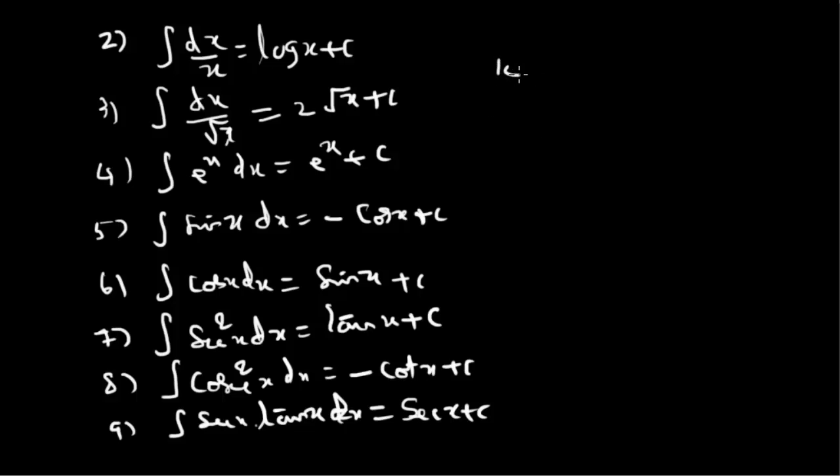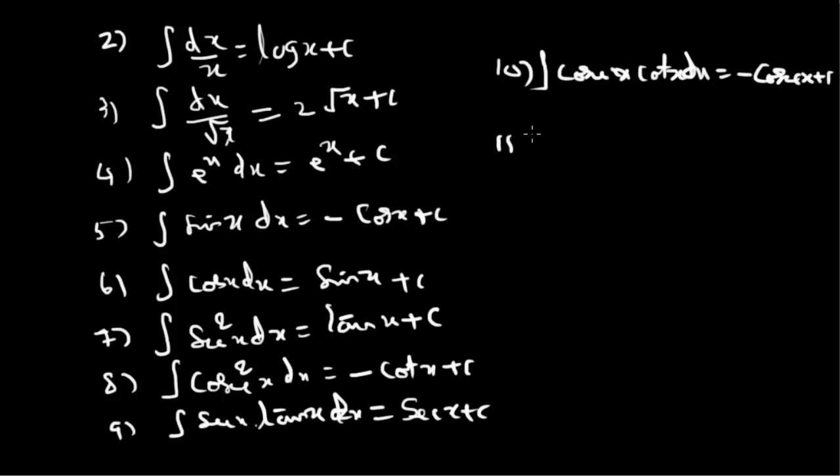And the formulas are here. By the side I am writing number 10. Integral cosecant x into cot x into dx. Differentiation of minus cosecant x is plus cosecant x cot x, because differentiation of cosecant x is minus cosecant x cot x. That minus sign you can put here, minus cosecant x plus c.